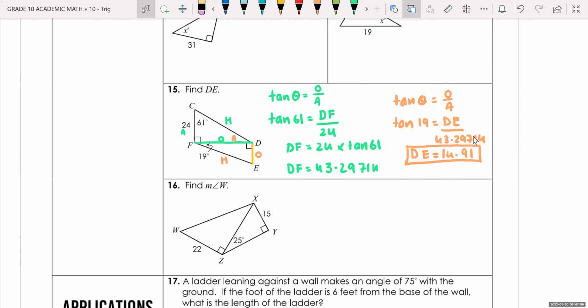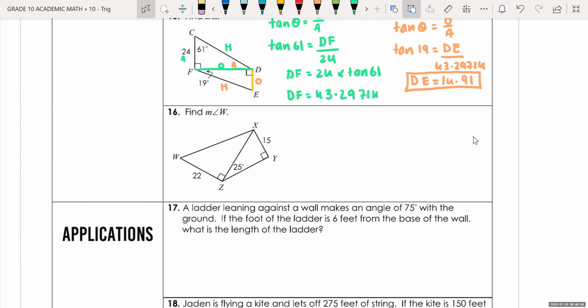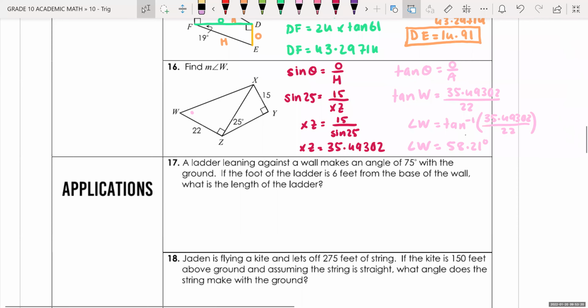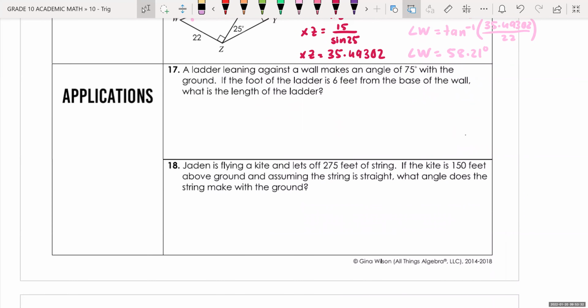All right, go ahead and do 16. We'll take it up, and then we'll do one of the word problems. I didn't record question 16, but there's a solution. It just required us to use sine to find the side length, and then use tan inverse to find angle D. All right, applications, remember, we're just drawing a picture and then using the picture to figure out what's happening.